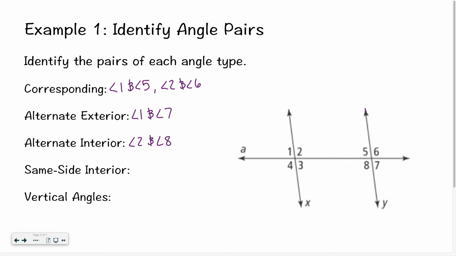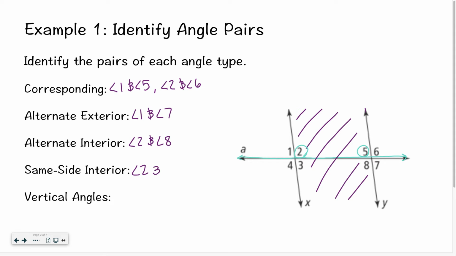All right, then we have something that's called same side interior. So instead of being alternate, same side means that they have to be on the same side of the transversal, so either both above or both below, and they have to be on the interior, so between those two parallel lines. So one example of same side interior would be angle 2 and angle 5.